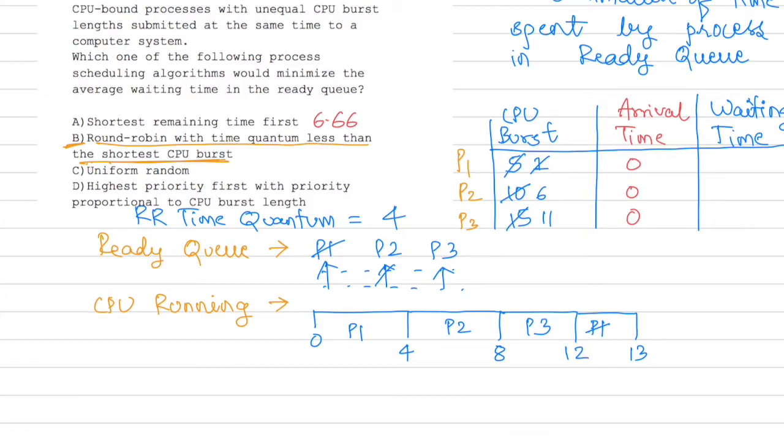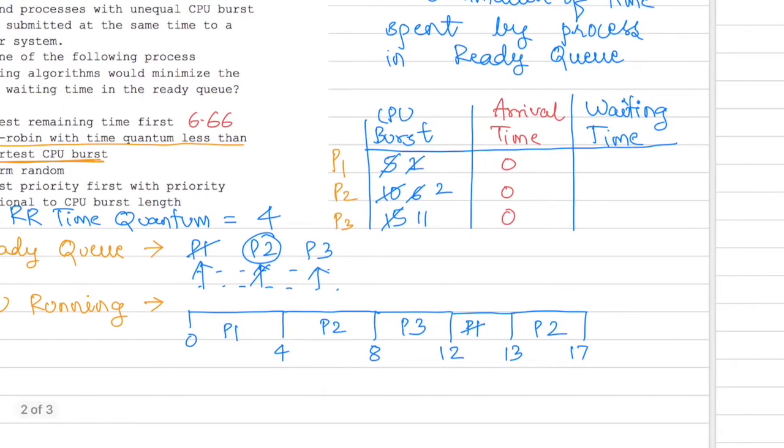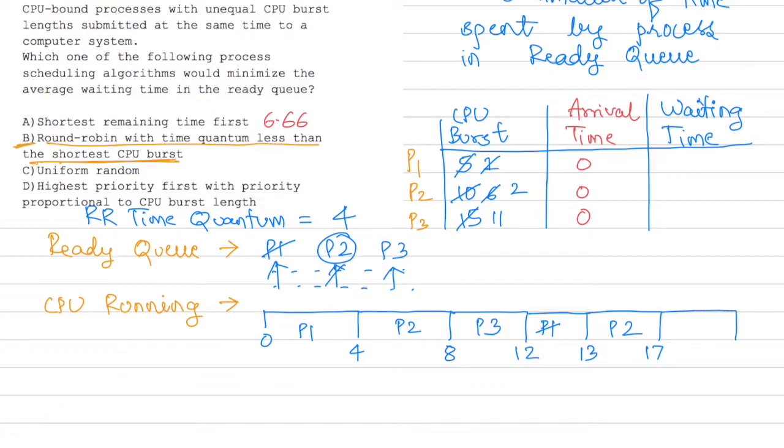Next comes P2. 6 seconds are remaining, so it will run for 4 seconds, 13 to 17. 4 seconds are gone, so only 2 seconds are remaining. Next, again P3 gets scheduled. 11 seconds were pending. Out of 11, 4 gone, so 7 are remaining. So 17 plus 4, that's 21.